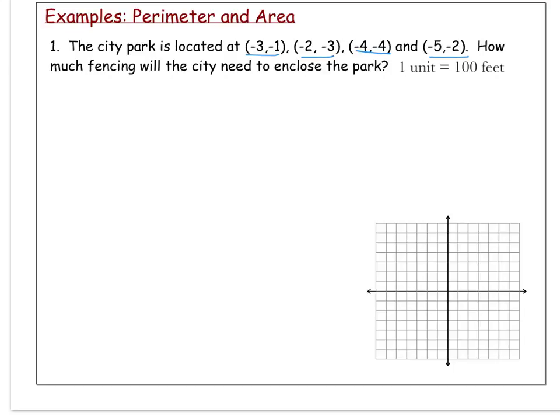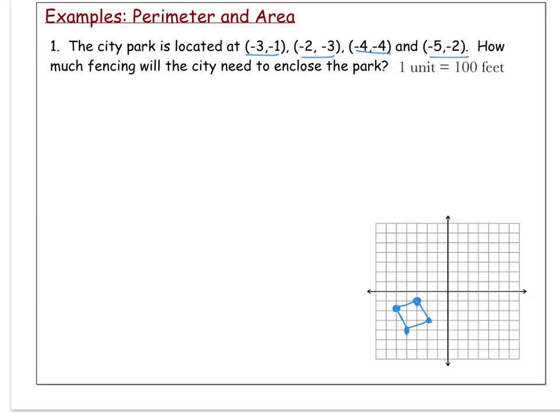So (-3, -1), and (-2, -3), and (-4, -4), and (-5, -2). Alright, so this is the park. And I need to know how much fencing the city will need to enclose the park.